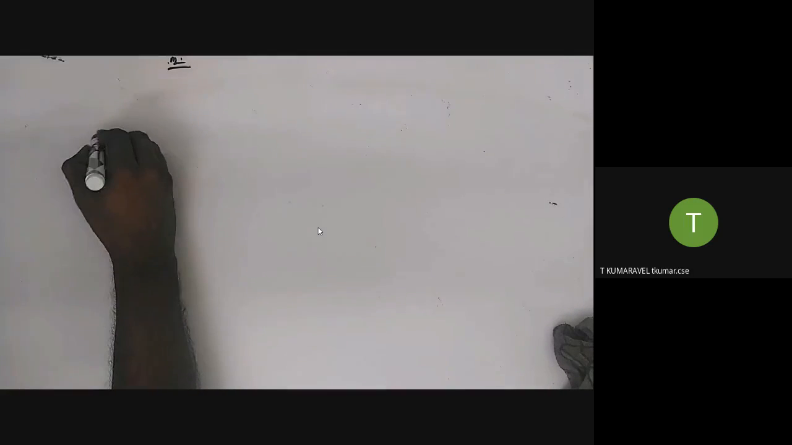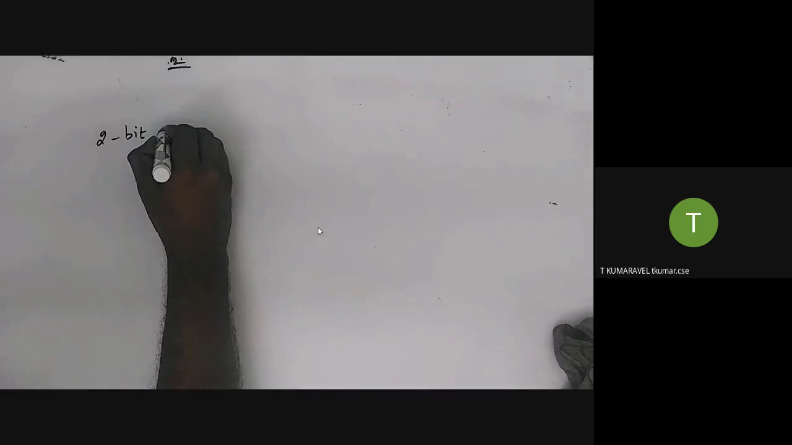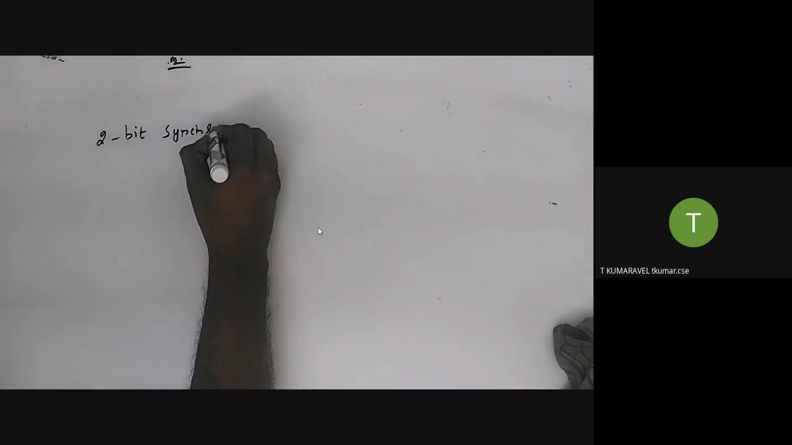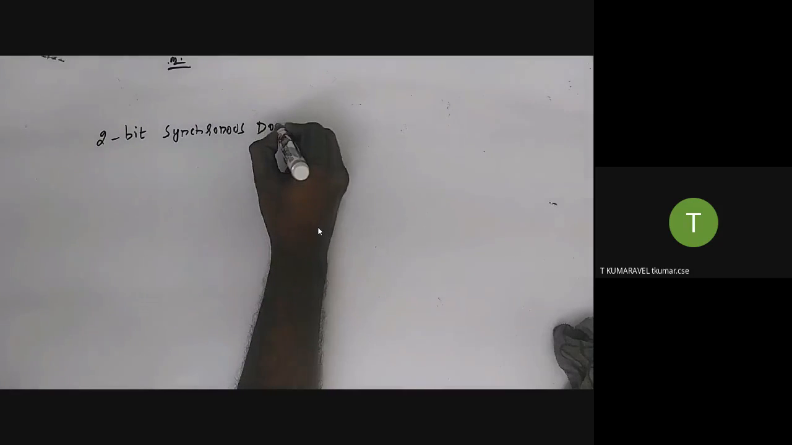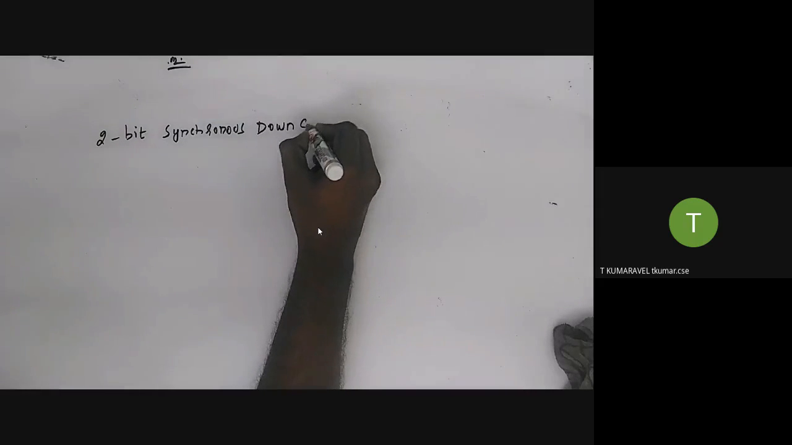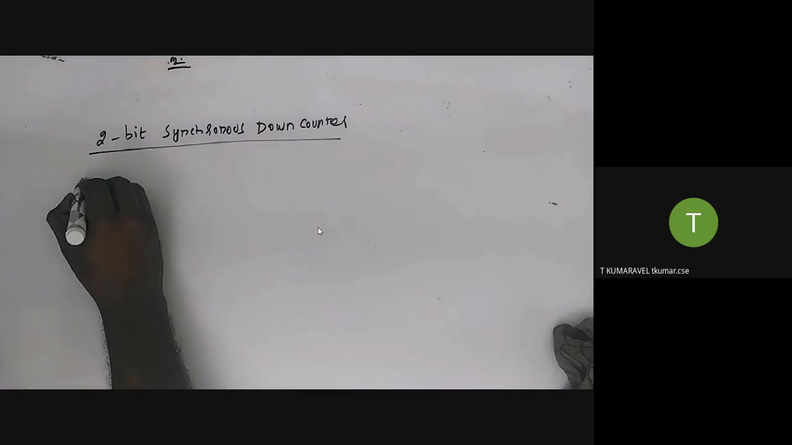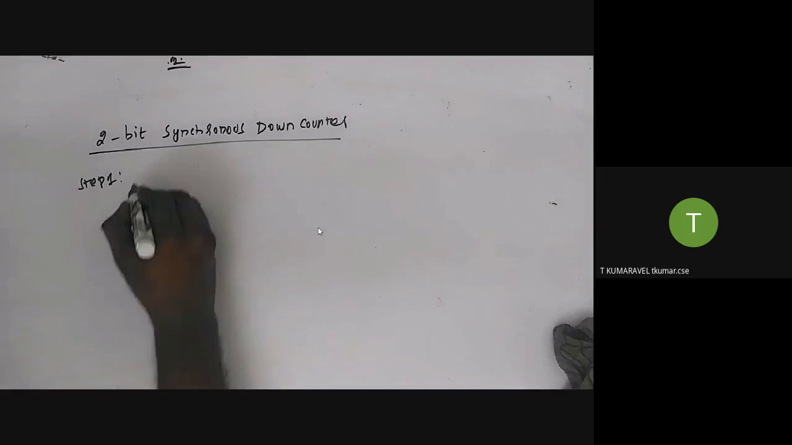So next, I go for a 2 bit synchronous down counter. Okay, so what is the first step? How many flip-flops are required?